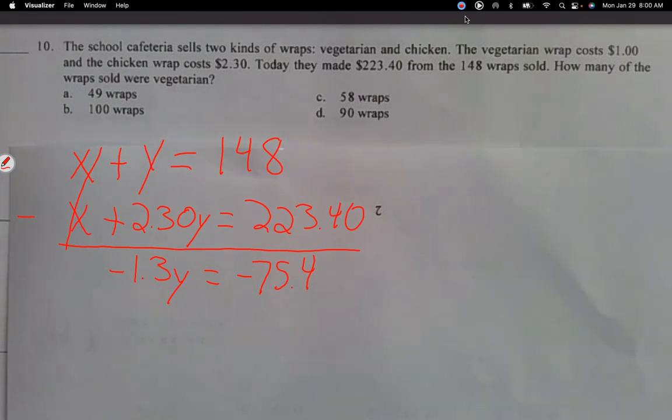Then what do we do? Divide by negative 1.3. And what do we get? Anybody? 57.9, so that's about 58.